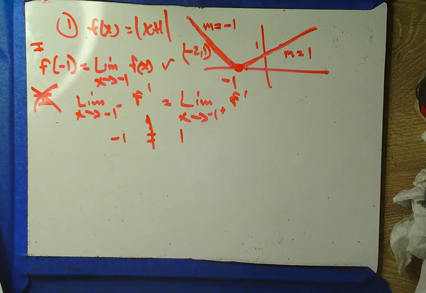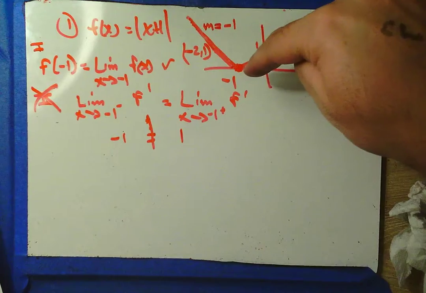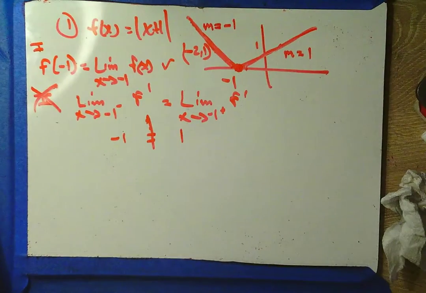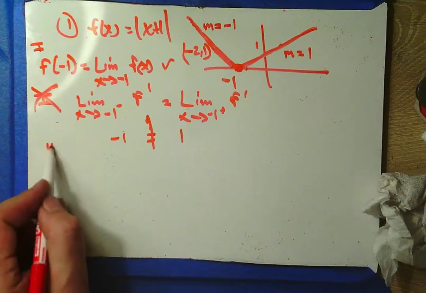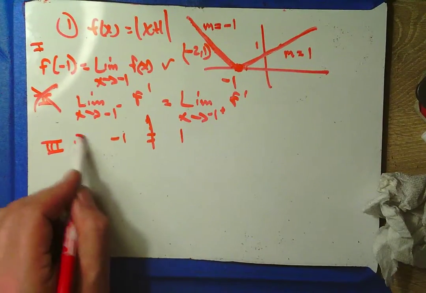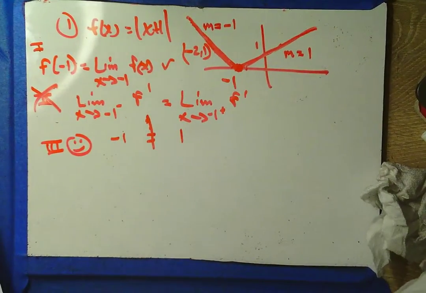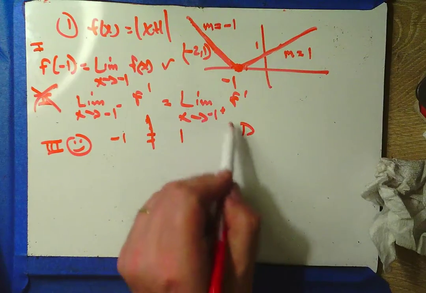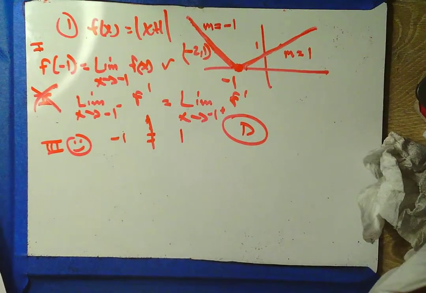And then finally, f has a corner at -1. Well, we see a corner there. And a corner occurs when the limit from the left doesn't equal the limit from the right. And so we know that 3 works. So 1 and 3 work, and so our choice then for 1 and 3 is D. D, 1 and 3 only.